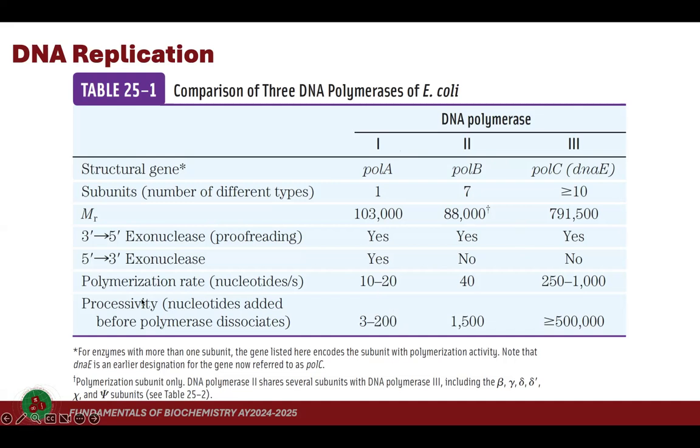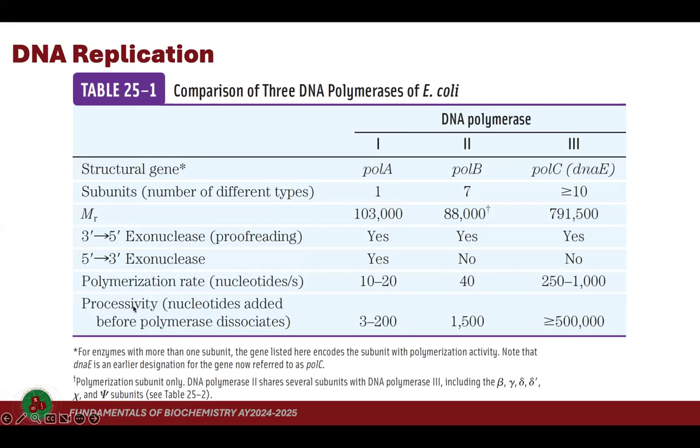And what else? We have the polymerization rate, which means how many nucleotides this enzyme can incorporate into the newly synthesized strand per unit time. And of course, since polymerase 3 is the main one, it should be fast, right? So 250 to 1,000 nucleotides per second. Meanwhile, polymerases 1 and 2 are quite slow because, again, their main function is for correction.